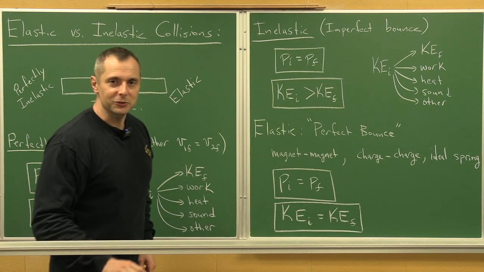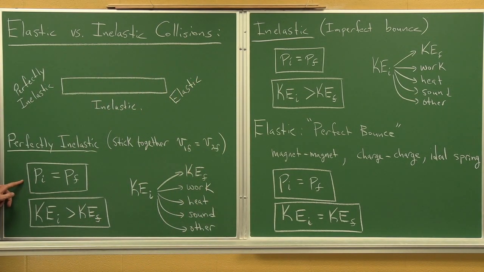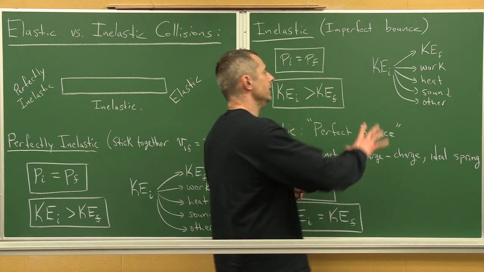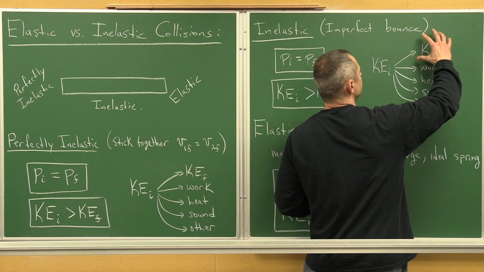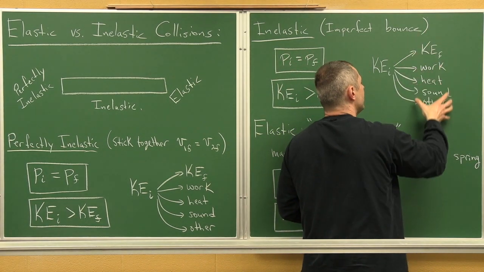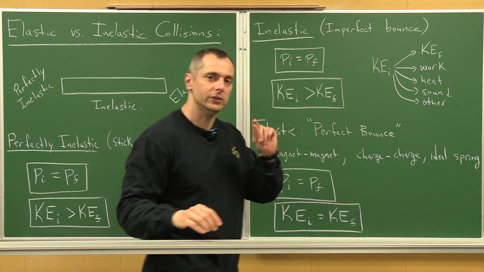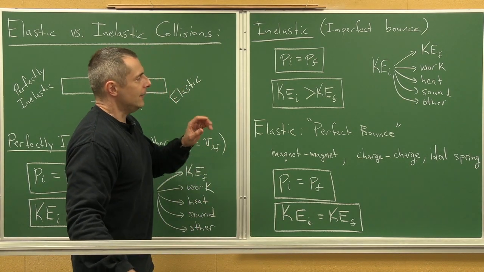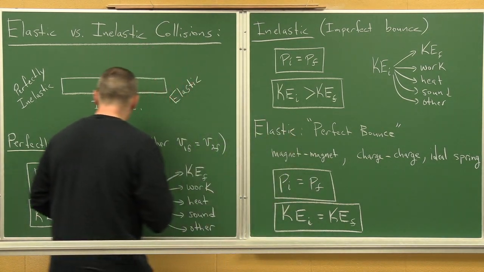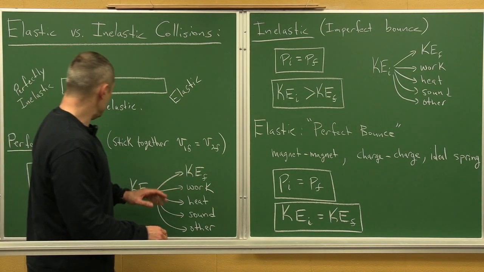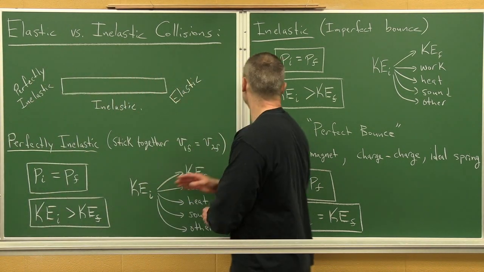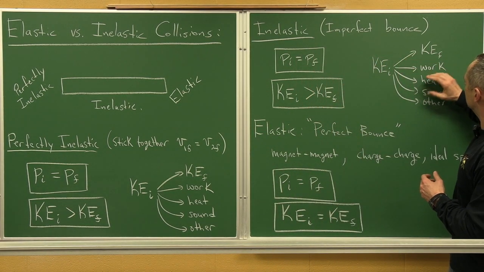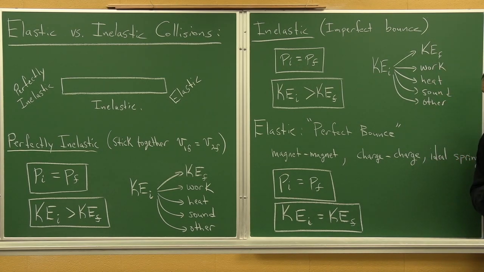Pi is still equal to Pf, just like over here. And kinetic energy initial is still greater than kinetic energy final. And the same comments apply about how the kinetic energy went to other kinds of energy, but all these added together still equal. So total energy is still conserved, kinetic energy is not. The difference is that we lost a lot more kinetic energy here. Maybe we lost 50% of the kinetic energy here. Maybe here we only lose 20%. It's less of these because more of the energy is preserved as kinetic energy.